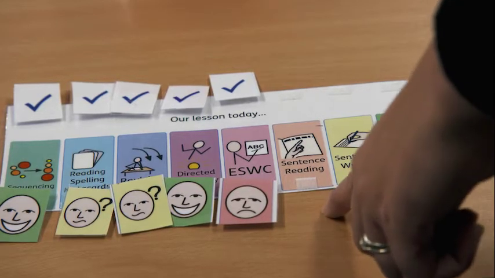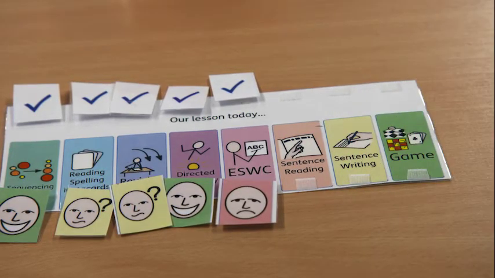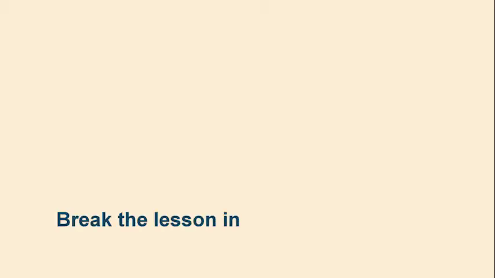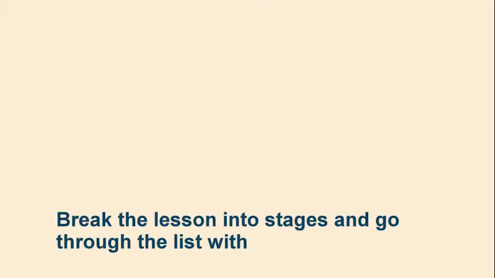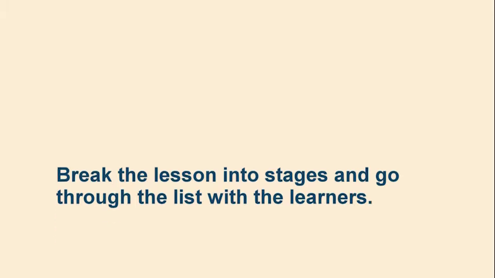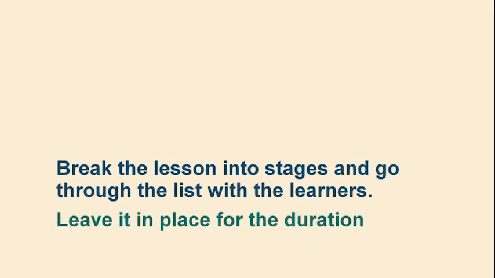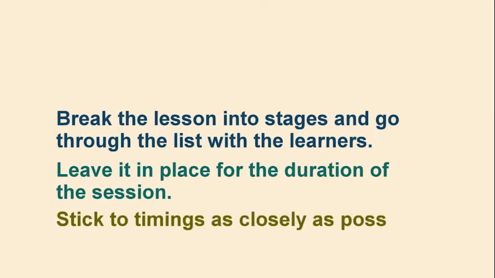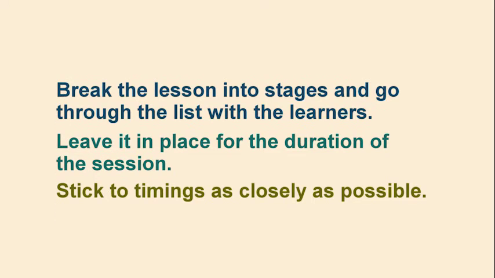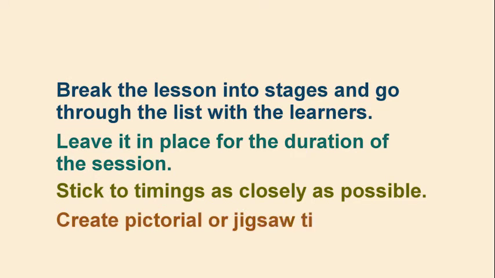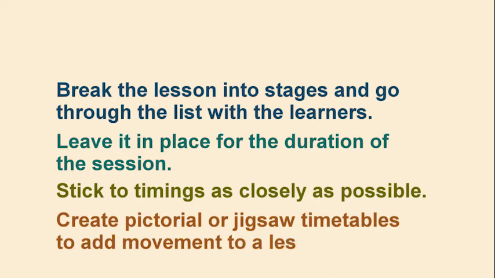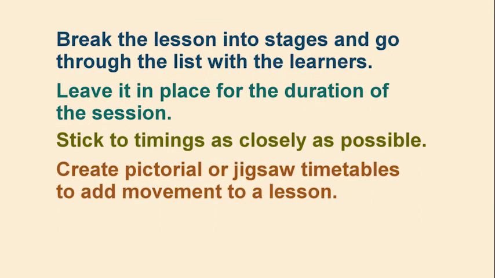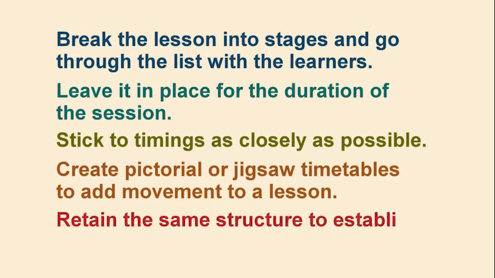Sentence reading. So to recap the principles of outlining the lesson at the start. Break the lesson into stages and go through the list with the learners. Leave it in place for the duration of the session. If you allocate times to each stage, stick to them as closely as possible. Create pictorial or jigsaw timetables to add movement to a lesson. Retain the same structure to establish a routine.